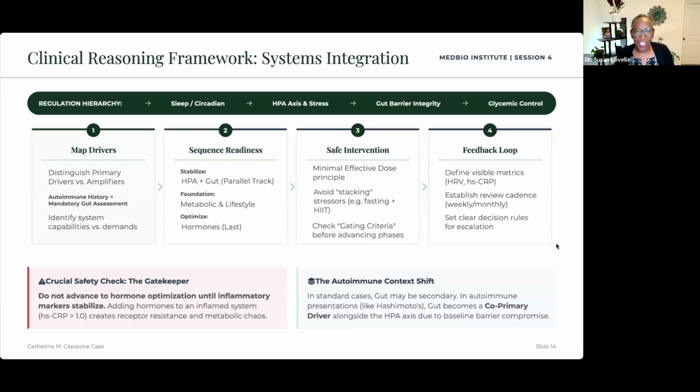And then because she likes numbers, because she likes data, what are we going to follow that will show her that what we're doing not only makes sense, but that it's actually working? Okay. And remember, down here, the gatekeepers, you want to make sure that the inflammation has decreased before we start moving stuff. And we also want to make sure that we're looking at the HPA axis as well as her gut because of that whole autoimmune issue.